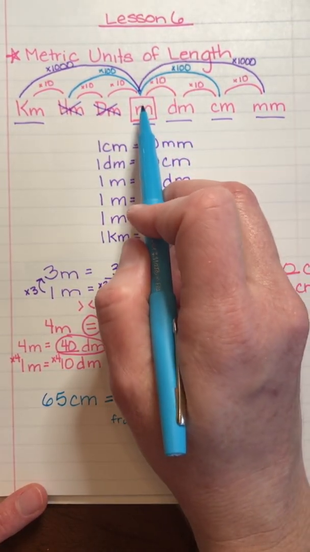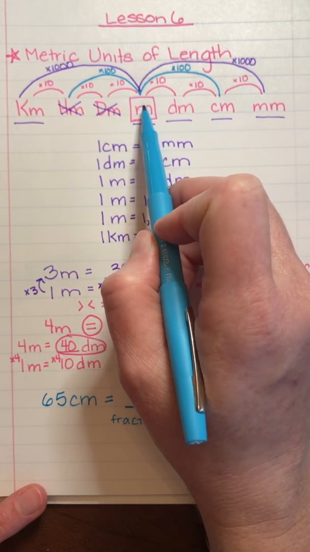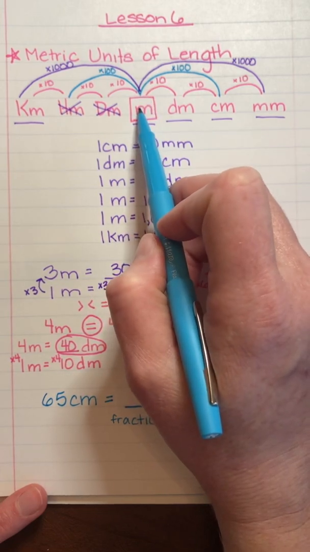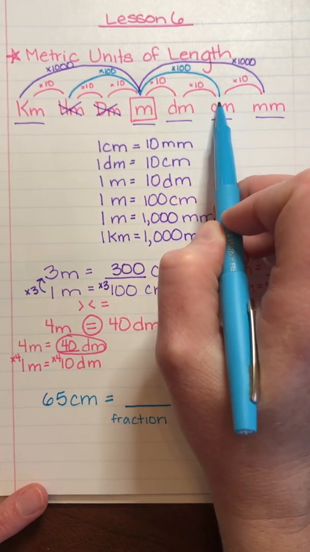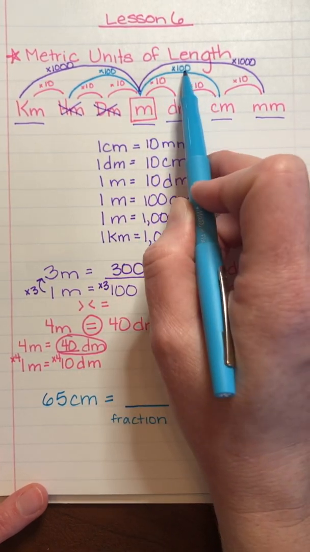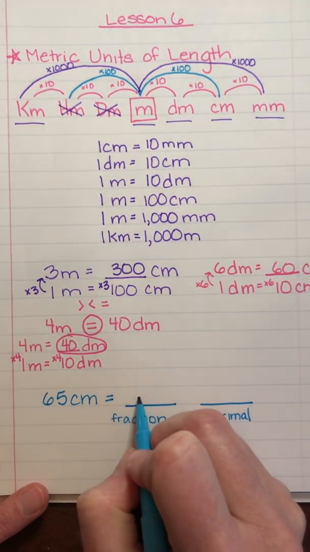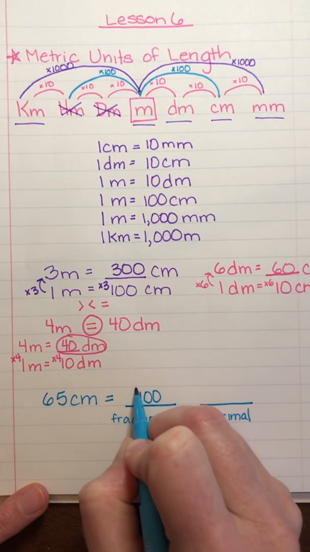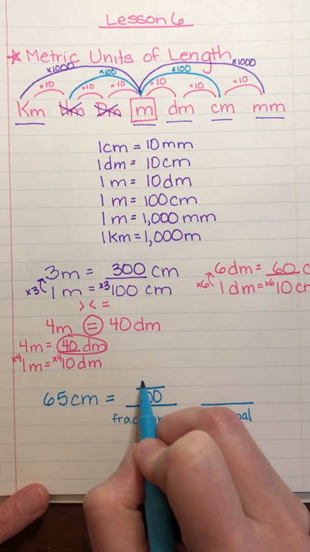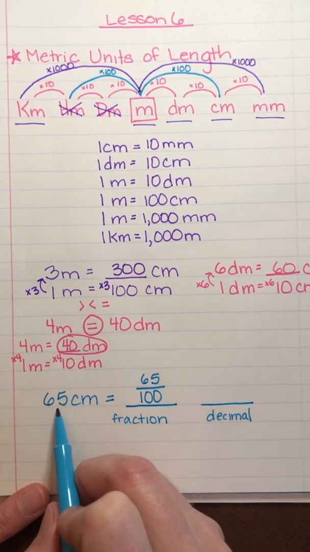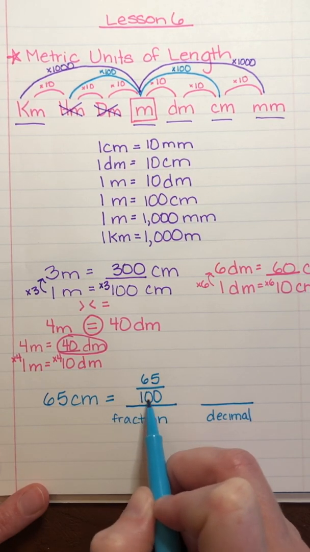I always start with my unit, which would be meters, and I want to know how far away centimeter is from my unit of meters. So remember, decimeter, centimeter. I had to make a pretty good jump, a medium-sized jump to get to centimeters, and it's going to be times 100. Well, I'm going to use that 100, and for my fraction, I'm going to make that 100 my denominator. And then all I have to do is take whatever the number is and make it my numerator. So 65 centimeters written as a fraction would be 65 hundredths, 65 over 100.